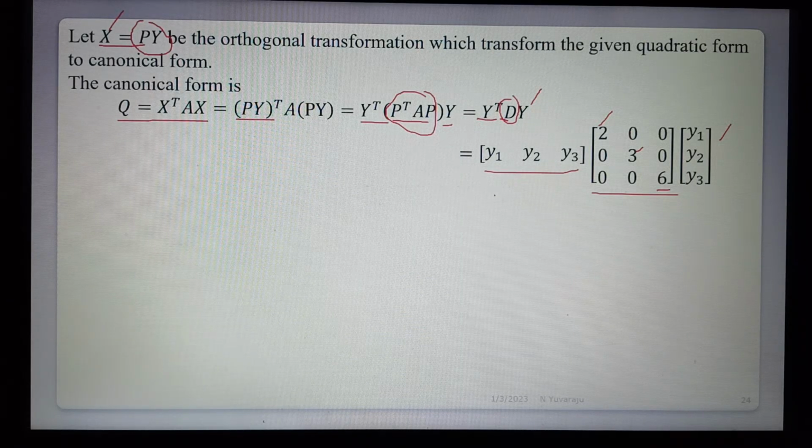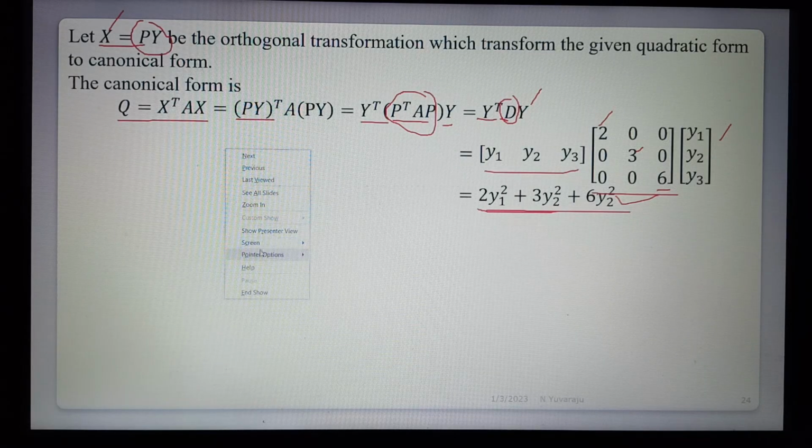That is equal to 2y1 square plus 3y2 square plus 6y3 square. This is the canonical form. And here the product terms, yz, xz, zx, are all eliminated. This is only the sum of the squares of the same variables. So this is the canonical form.